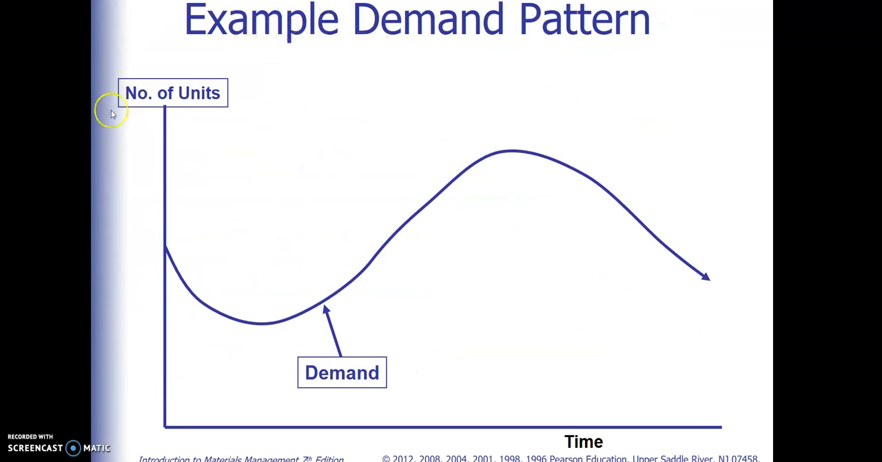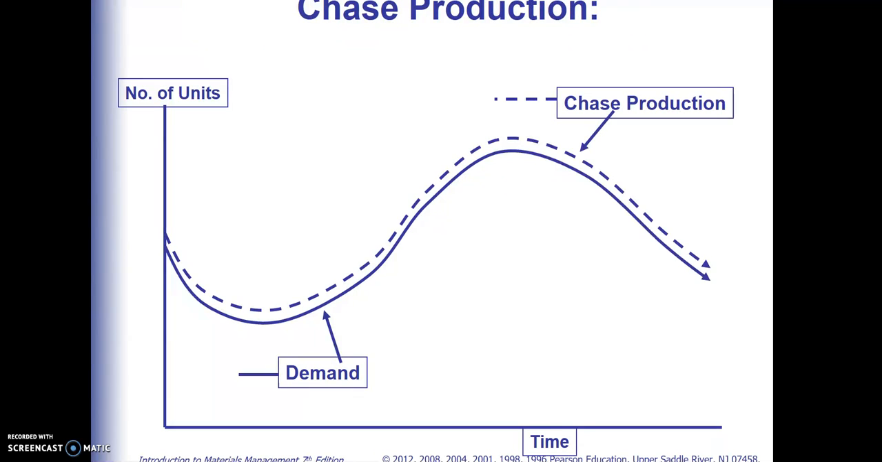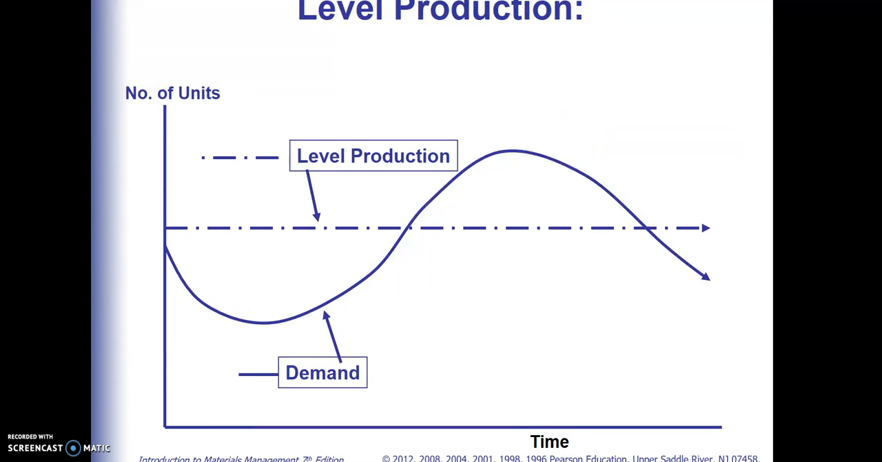This is an example of the demand pattern with time as a constant variable. This is a chase production. And this is level production.